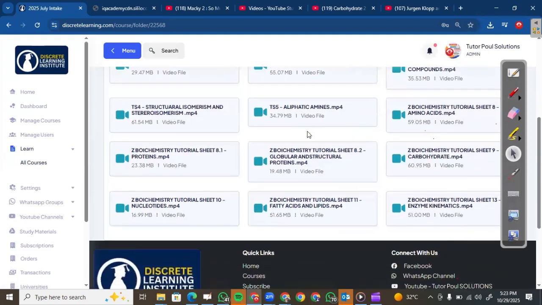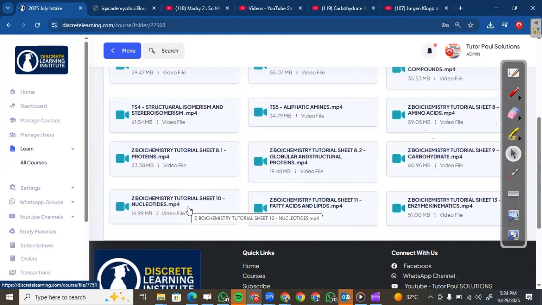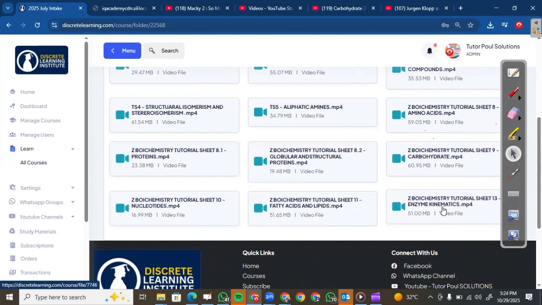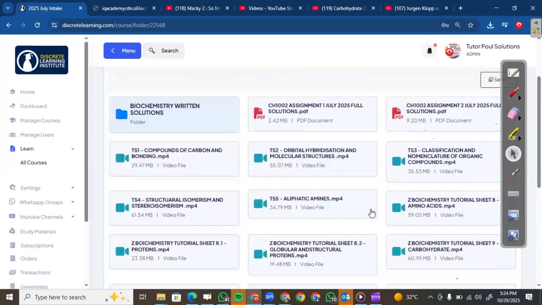And then if you want the tutorial videos for the biochemistry part, they start here. So you can see the biochemistry tutorial sheet. This was on amino acids and peptides. This one was on proteins. This one was on globular and structural proteins. This one was on carbohydrates. And then this tutorial sheet here was on nucleotides. This one is on fatty acids. And then this one is on enzymes and enzyme kinetics. So you can watch these videos at your own time to learn the concepts, at your own pace.